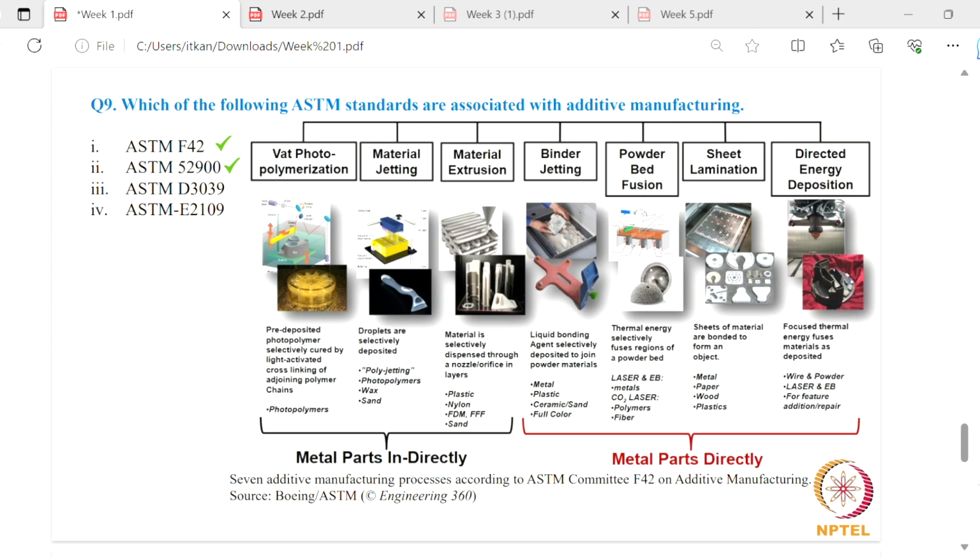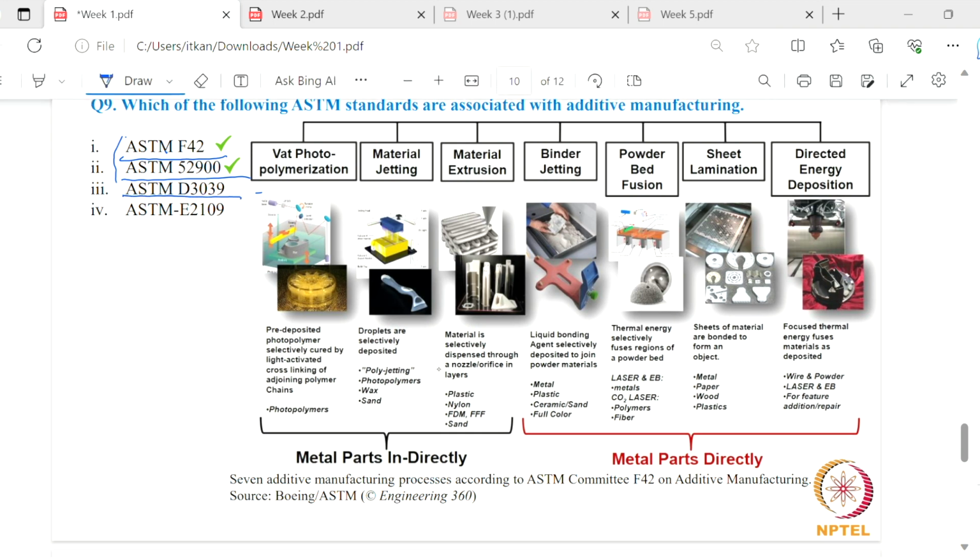Now this is a straightforward question: which of the following ASTM standards is for additive manufacturing? The correct options are ASTM F42 and F529. ASTM F42 is the standard for additive manufacturing, covering all seven additive manufacturing processes. These standards have given a definition of additive manufacturing.